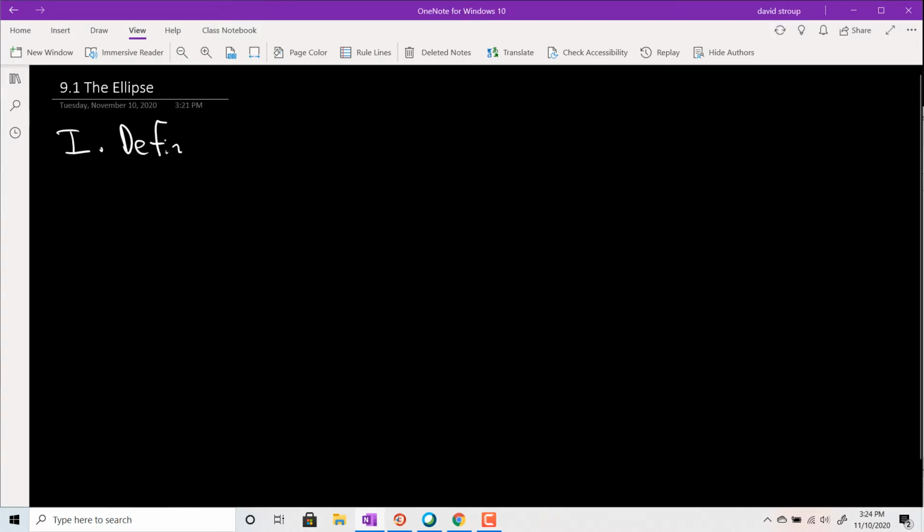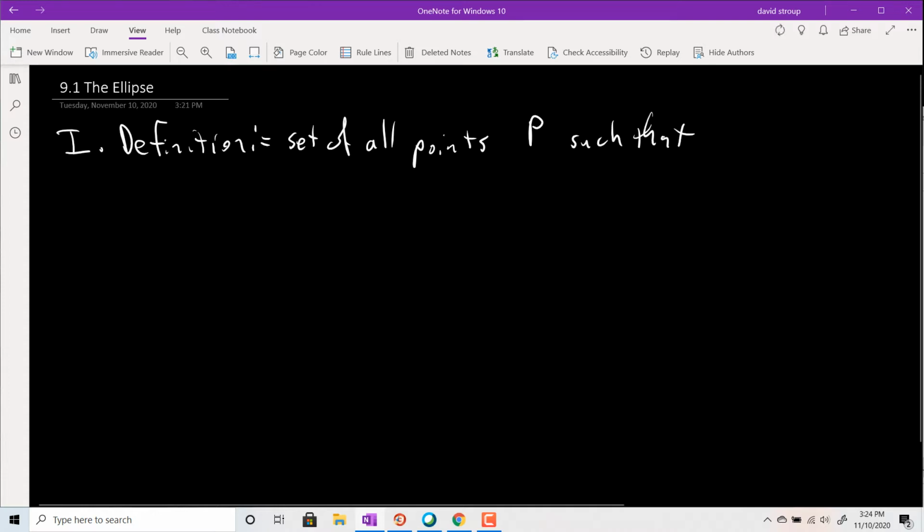We'll begin with a definition of the ellipse. The ellipse is defined to be the set of all points P such that the distance between P and these things called foci, the sum of these distances, is equal to some constant. Okay, and I'll explain what that means. So it's equal to 2a.